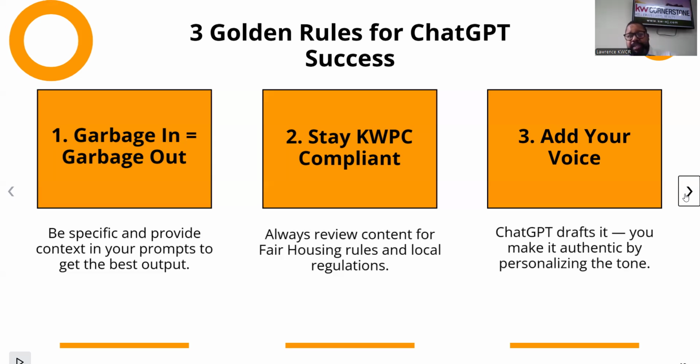Okay. So, number two, stay KW compliant. Always review content for fair housing rules and local regulations. ChatGPT is pretty good at keeping it in between the rules of law when it comes to real estate, but it has to know that you're using this for real estate purposes. This way it can format the content so that you can stay within all the laws and rules of everything that's going on.